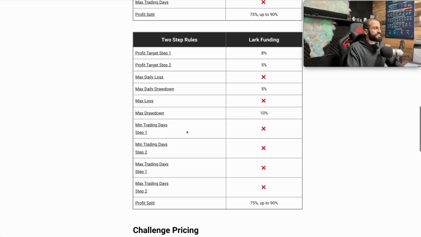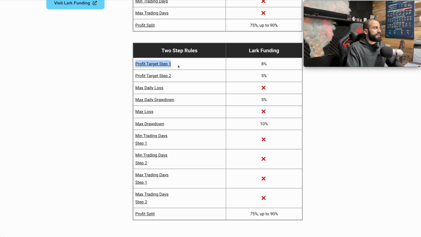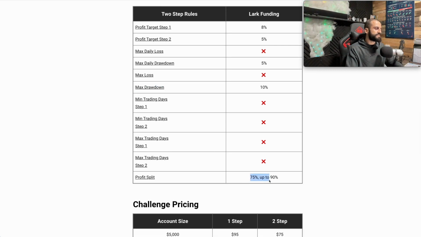Let's see the two-step evaluation. For step one, get 8% before you hit the maximum daily drawdown of 5% or maximum drawdown of 10%. And for step two, just get 5%, with the same maximum 5% daily drawdown or maximum drawdown of 10%. There are no minimum or maximum trading days, and the same profit split, 75 to 90%.